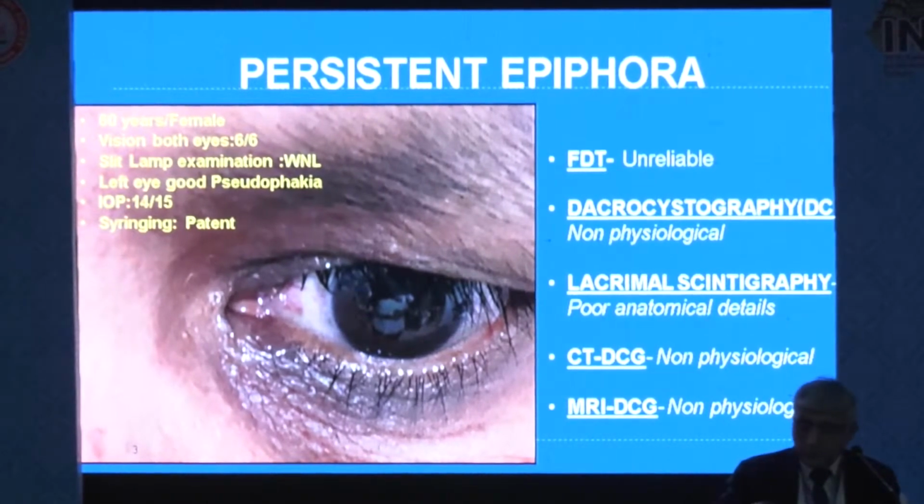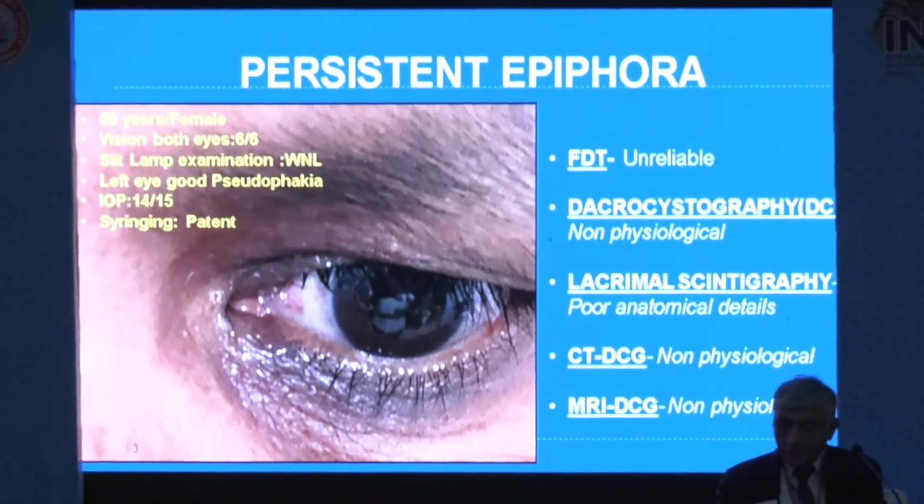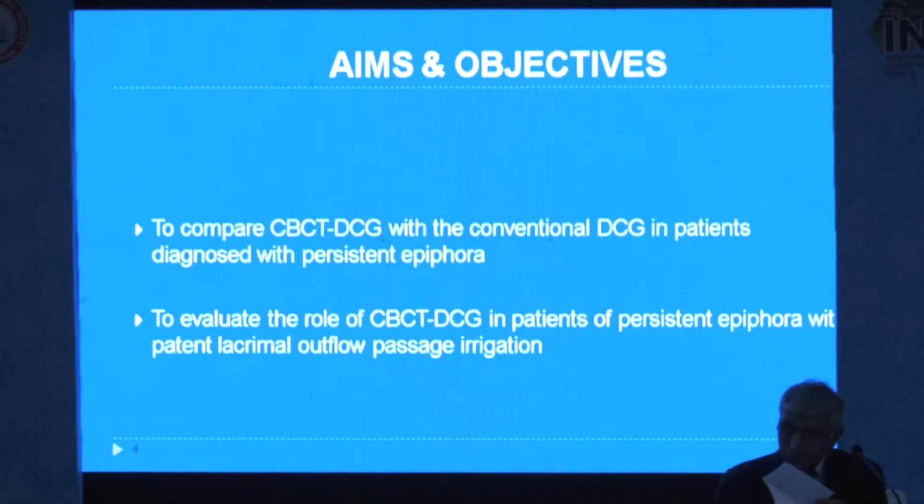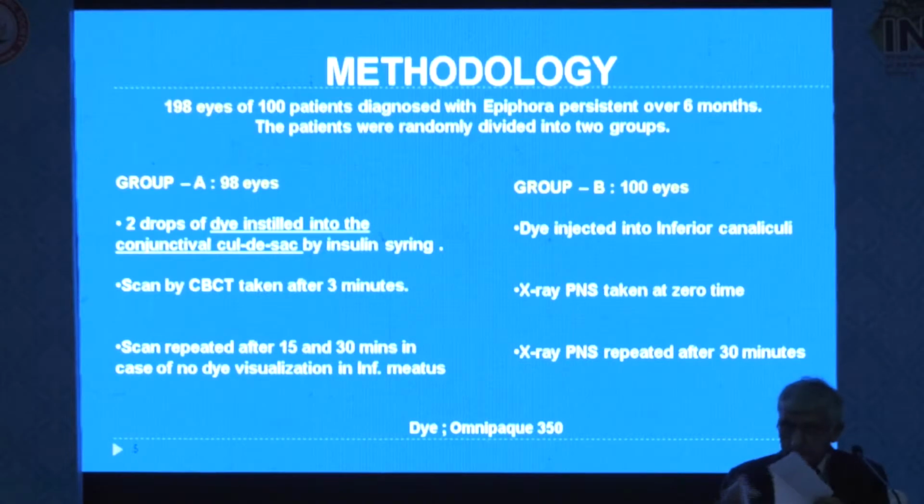Persistent epiphora with patent syringing is a diagnostic dilemma. Various modalities are available to investigate such cases, but none of them uncover the exact pathology. With this background, we designed this study to compare CBCT DCG with conventional DCG and to evaluate the role of CBCT DCG in patients of persistent epiphora with patent syringing.